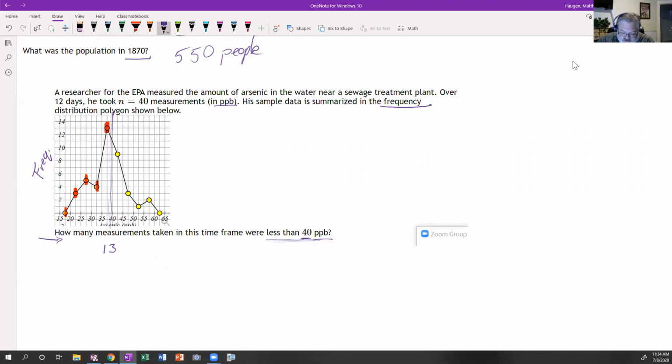That first one is 13. There were 13 measurements at what looks like about 37-ish parts per billion. There are 4 measurements that came in between 30 and 35. There were 5 measurements between 25 and 30. There were 3 measurements between 20 and 25. And it looks like no measurements between 15 and 20. So if we add all those up, what is that? 9, 12, so 25?